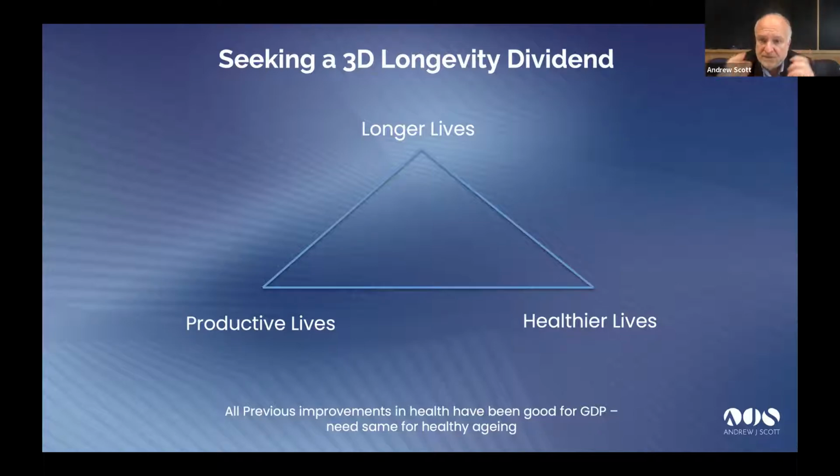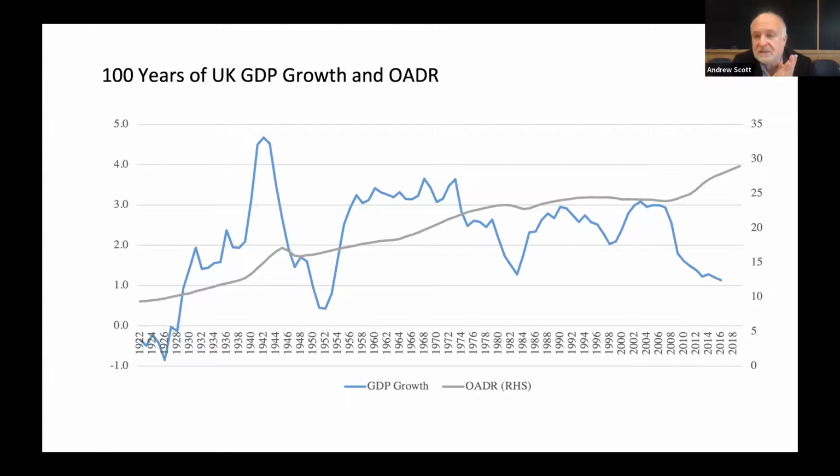So how do we achieve this three-dimensional longevity dividend? And again, this focus on changes in how we age, I think, is key. Forgive me, I'm going to show you some economics data now. This is UK data, but the message I'm giving is by no means restricted to the UK. The blue line here, the axis on the left, shows you the growth in the economy, GDP growth. And the gray line shows you the old age dependency ratio, that rather unpleasant concept that measures the number of people aged over 65 as a proportion of the population.